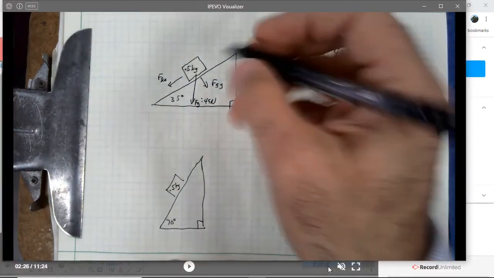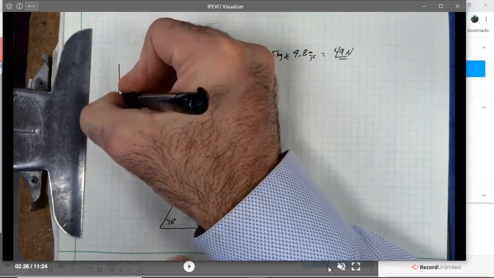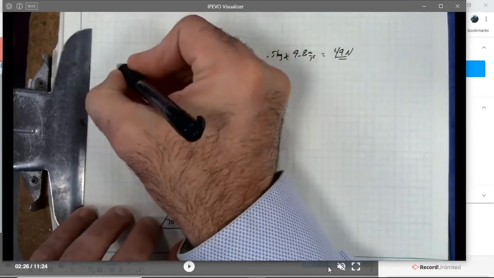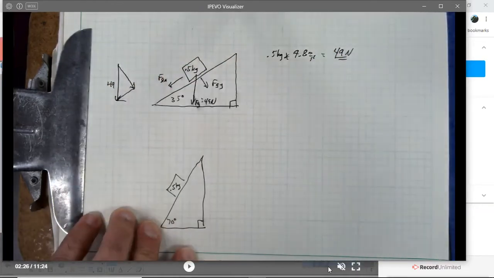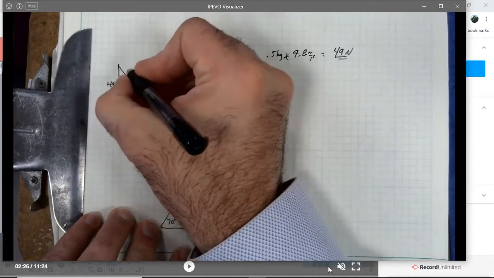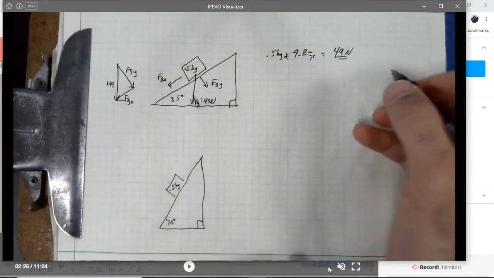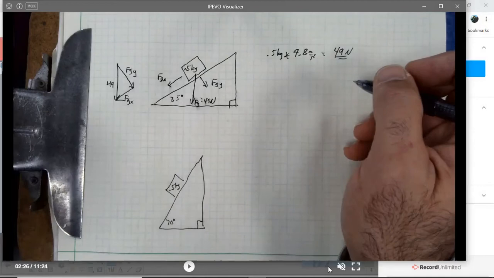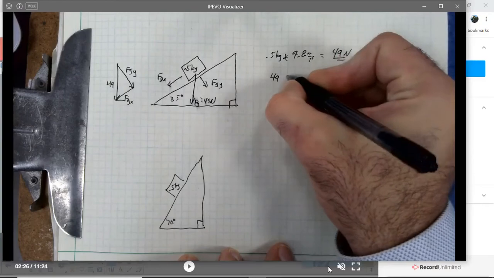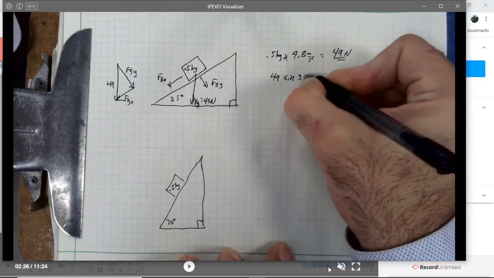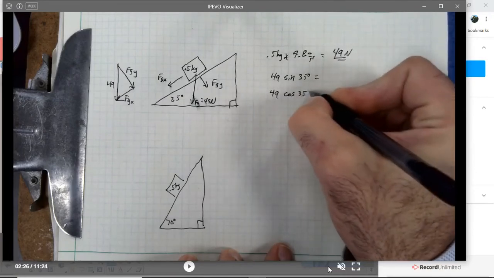Now, what we're trying to do is figure out, for our weight, which is 49, the component which is into the slope and the component which is down the slope. This is Fgx, this is Fgy, not necessarily drawn to scale. And our angle here is 35 degrees. So we're going to do both the sine and the cosine of this. So we're going to say 49 times the sine of 35 degrees, and 49 times the cosine of 35 degrees.